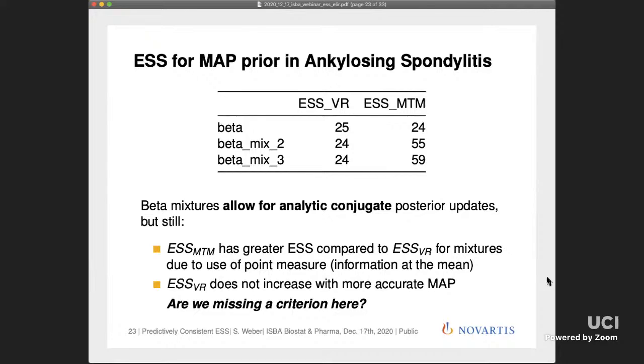Now, the ESS using the variance ratio actually does not increase much more when you get a more accurate representation of the MAP prior, which is also a little bit odd. So you have a more accurate representation, but still you don't get more information being accounted for in the ESS measure here. So somehow, whereas the Morita method in a way ignores the tails of our distribution, the variance method maybe overemphasizes the tails of the distribution. So we were thinking, are we missing something here at this point? Because we were seeing this type of behavior in many different examples analogously.